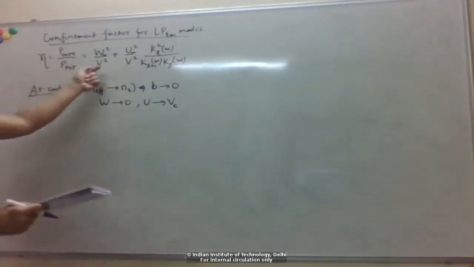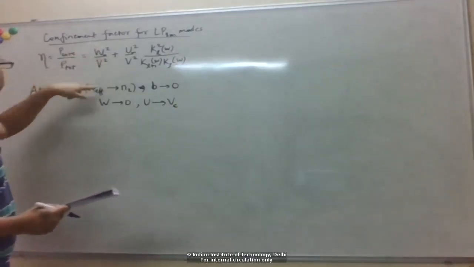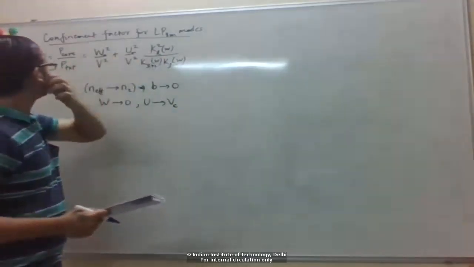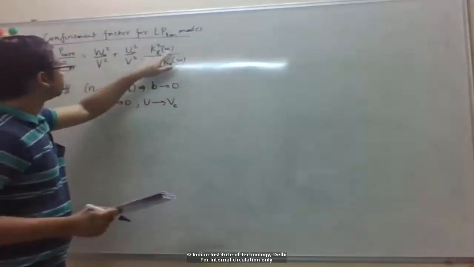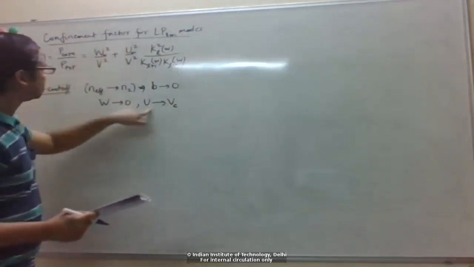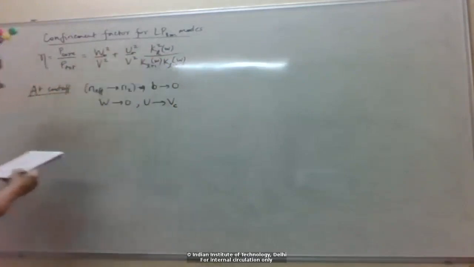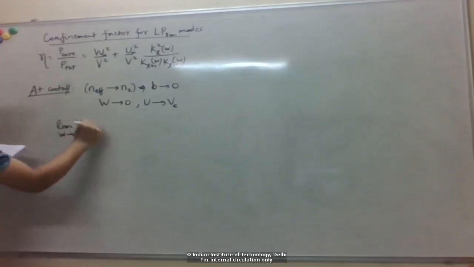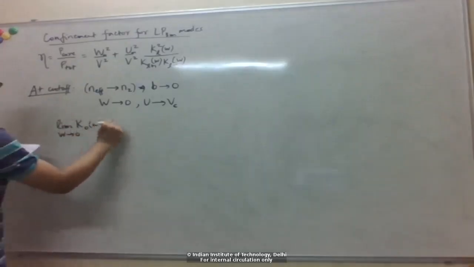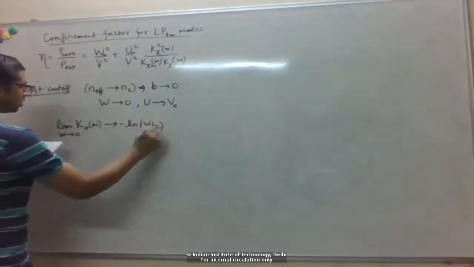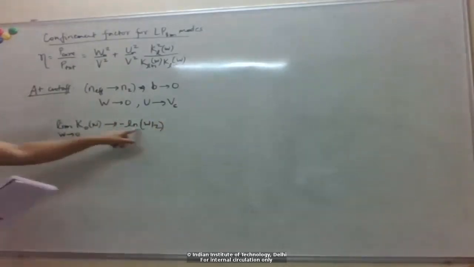Okay, so you can see the first term will go to 0 at cutoff, right? W is 0. And for the second term, to get an estimate, we can try to estimate this function, the limiting value at W equal to 0, right? Again, this factor will become 1 at cutoff. So we can use these limiting values. For K naught, as W goes to 0, the asymptotic value of the function is just log of W.